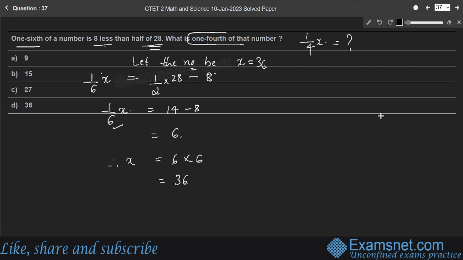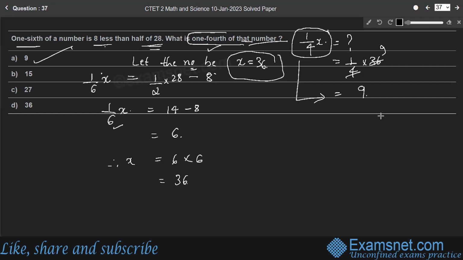So here we need to find 1/4 of that number, right? So 1/4 of 36 is equal to, so here 4 into 9 is 36, therefore 1/4 of x is 9. So option A is the right answer. If the question is asked to find the number, then we have to find the value of x, which is 36. Here the question is to find 1/4 of the number. Therefore, it is 9.